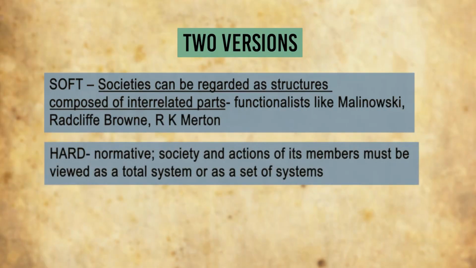Here comes the other version of functionalism, that is hard functionalism. This hard functionalism is based on norms. It is normative. It argues that society and actions of its members must be viewed as a total system or as a set of systems.